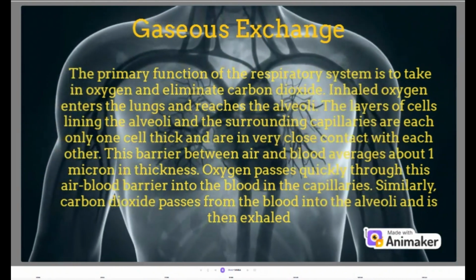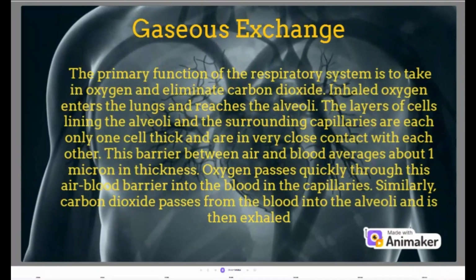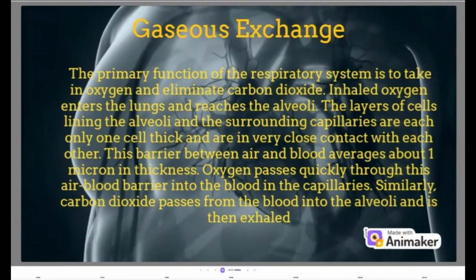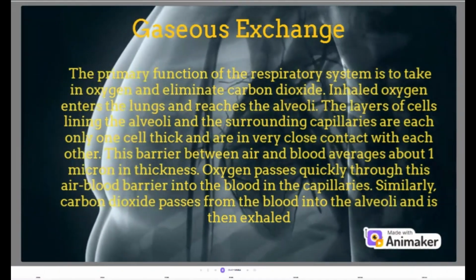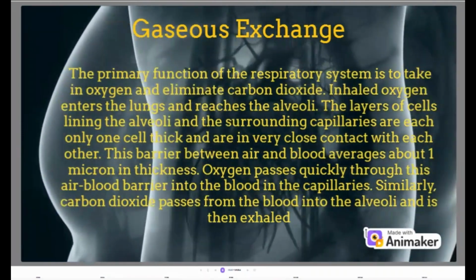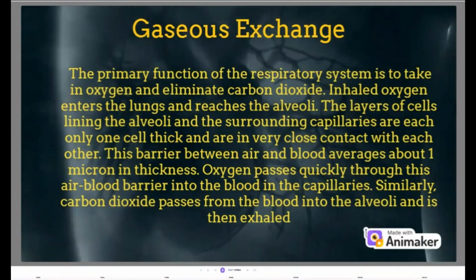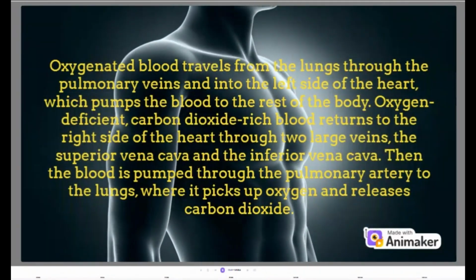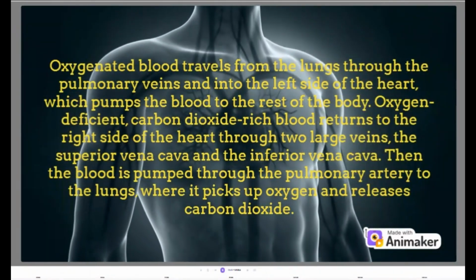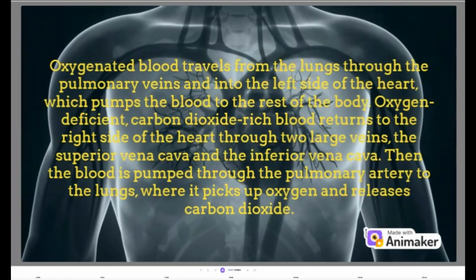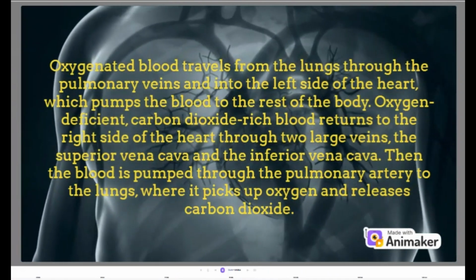This barrier between air and blood averages about 1 micron in thickness. Oxygen passes quickly through this air-blood barrier into the blood in the capillaries. Similarly, carbon dioxide passes from the blood into the alveoli and is then exhaled. Oxygenated blood travels from the lungs through the pulmonary veins and into the left side of the heart, which pumps the blood to the rest of the body.